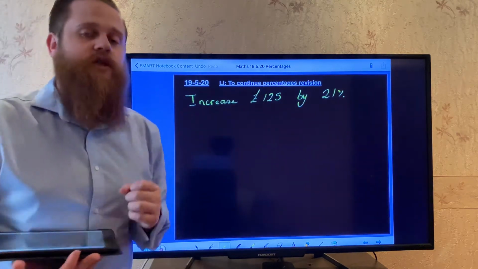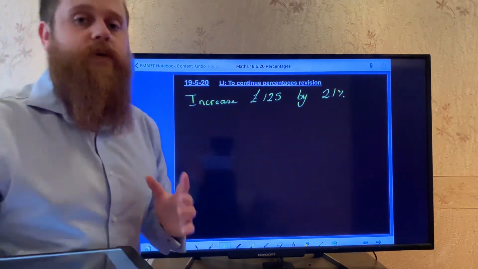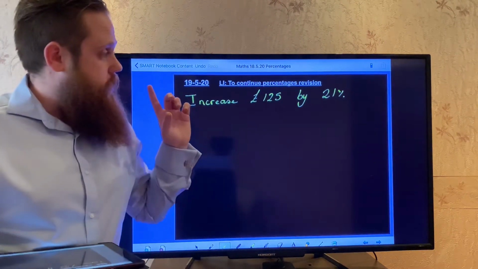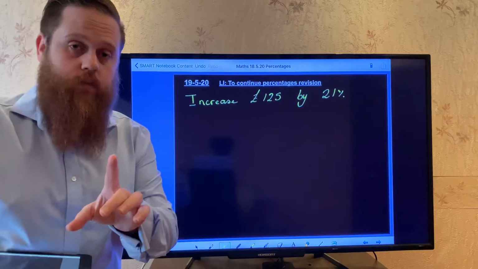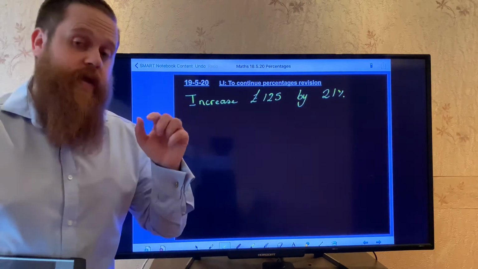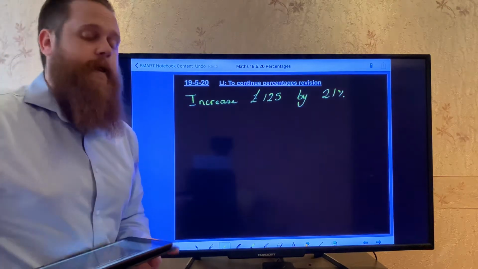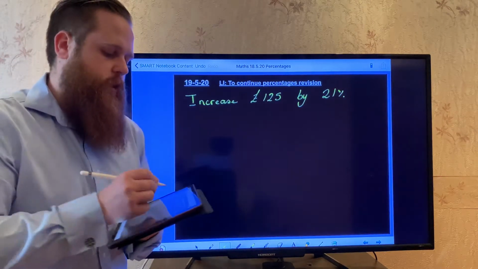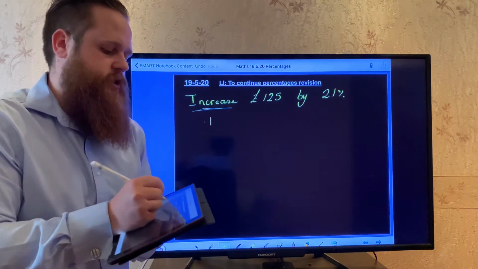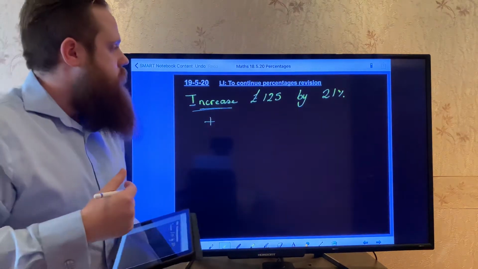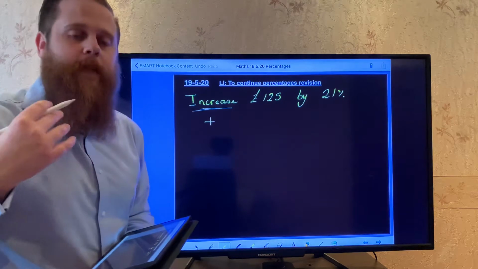Increase £125 by 21%. Again, have a think, okay? What am I going to have to do? Pause the video, try and work it out, and then press play and work through. Okay then, let's have a go. Are you ready? So I'm increasing here, which is going to be adding. Increasing goes up, okay? It gets bigger. So increase £125 by 21%.